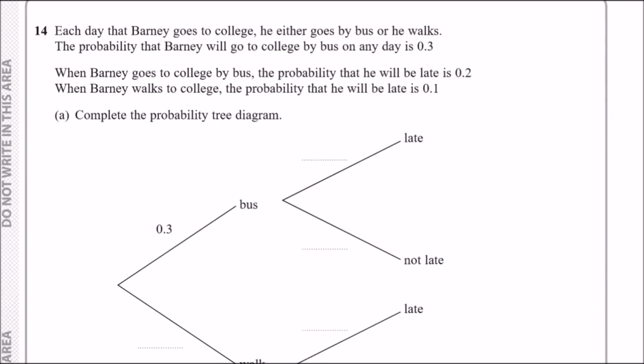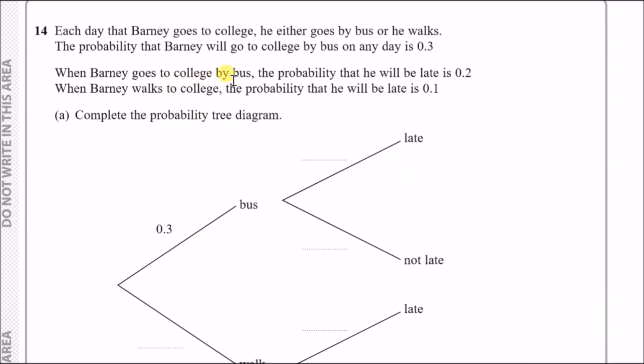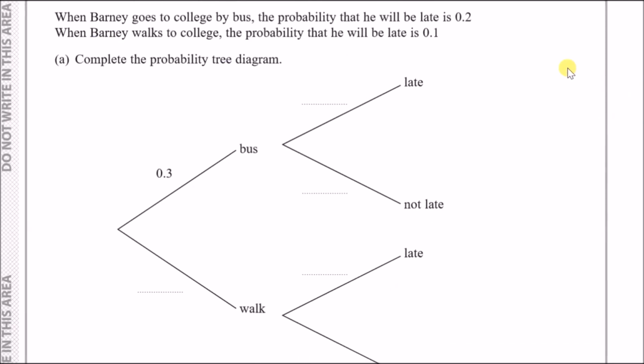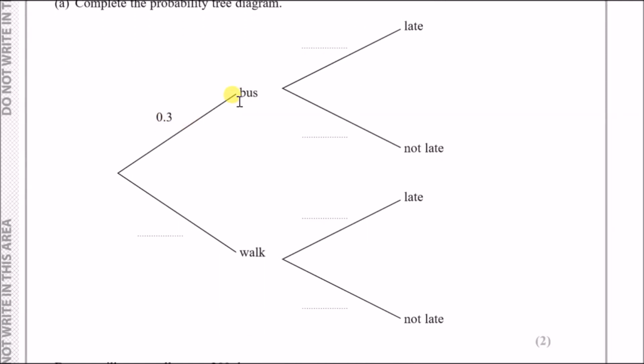All right, number 14. Each day that Barney goes to college, he either goes by bus or he walks. The probability that Barney will go to college by bus on any day is 0.3. When Barney goes to college by bus, the probability that he will be late is 0.2. But if Barney walks to college, the probability that he'll be late is 0.1. Complete the tree diagram. So they've already done one of these, which is 0.3 for bus, meaning this must be 0.7. For every single branch pair, it must always add up to 1.